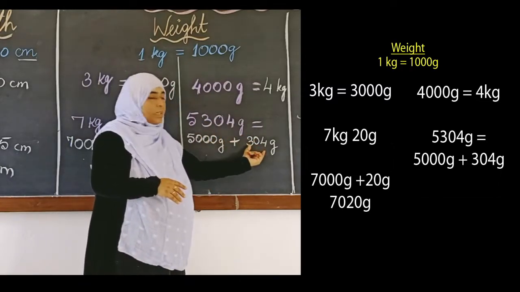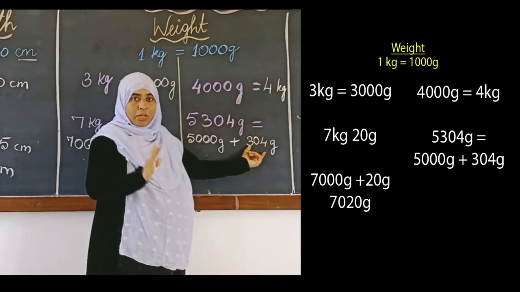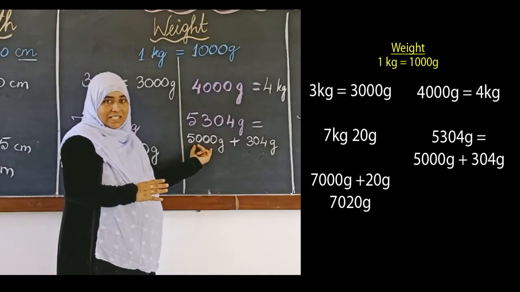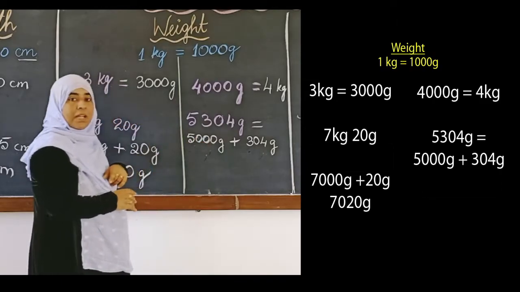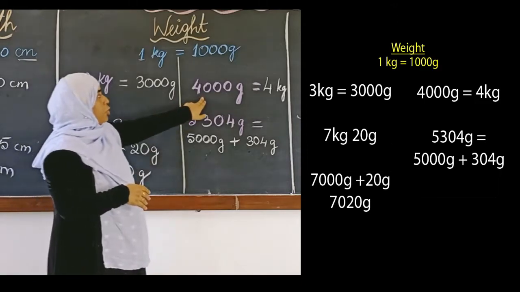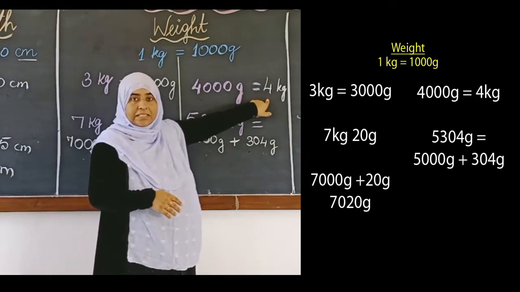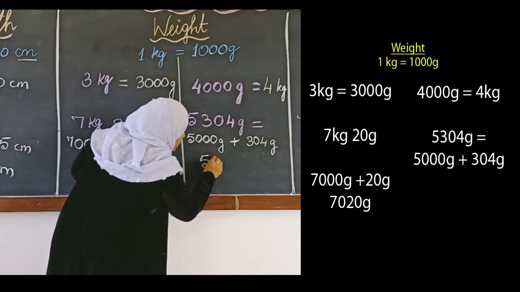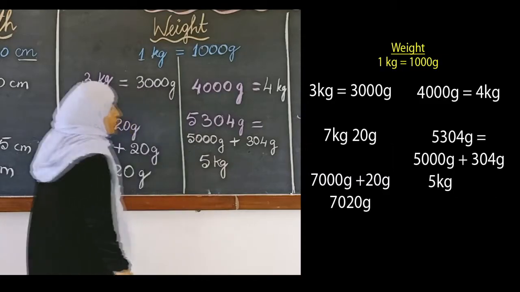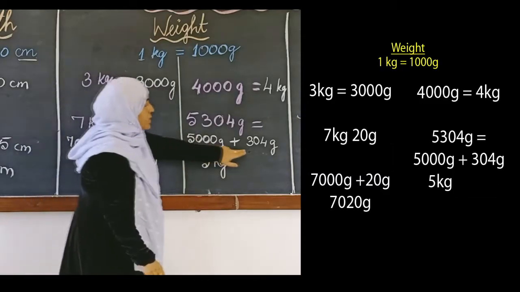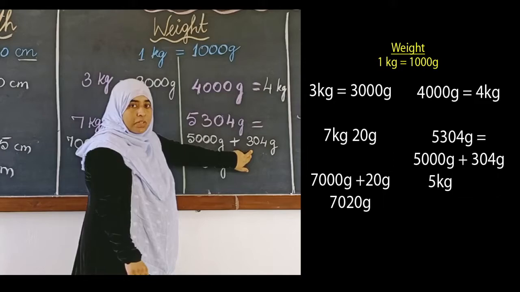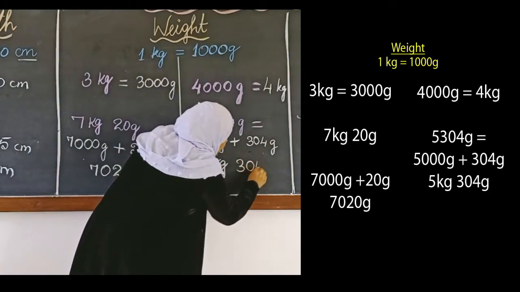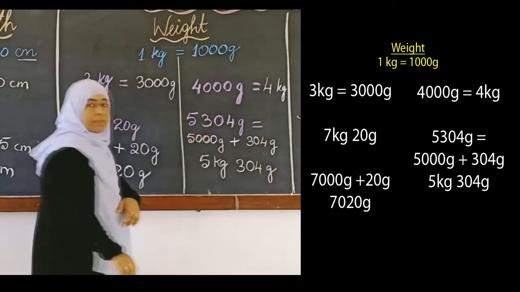Now 304 grams is less than 1000, so we cannot do anything, we will keep it as it is. But this we can convert to kgs. 5000 grams will be equal to how many kgs? 4000 grams, 4 kgs. 5000 grams will be 5 kg. Okay, so 5000 grams is 5 kg. Now this is less than 1000, right? So we cannot convert it to kgs. So we will write it as it is, 304 grams.